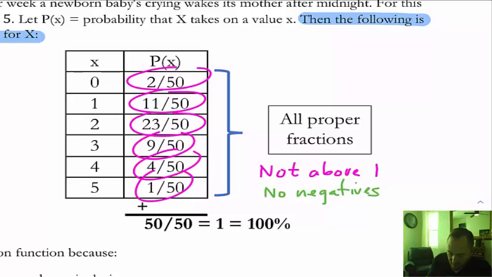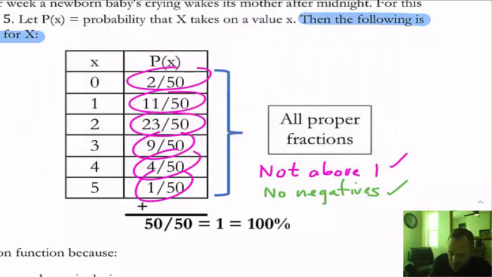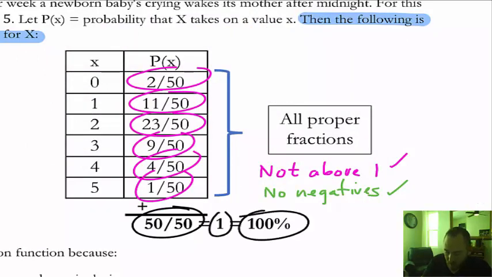And then when you're done with that, you need to verify down here that the total is 1. So you get 50 out of 50 when you add those all up, which is equal to 1, and you get 100%. So that's what we do to verify when you're asked, is this probability distribution indeed a PDF?